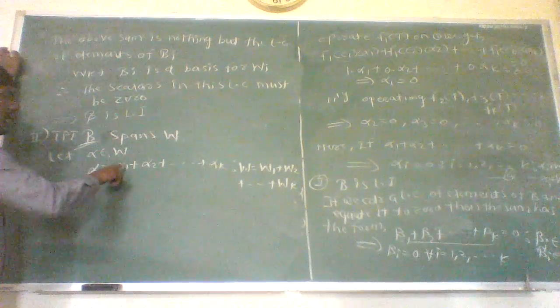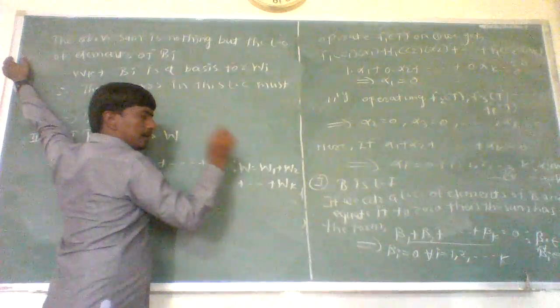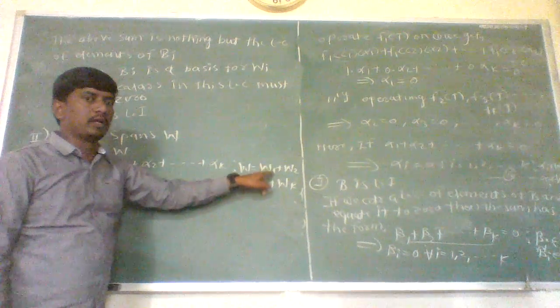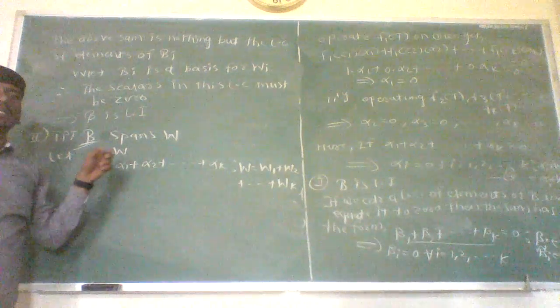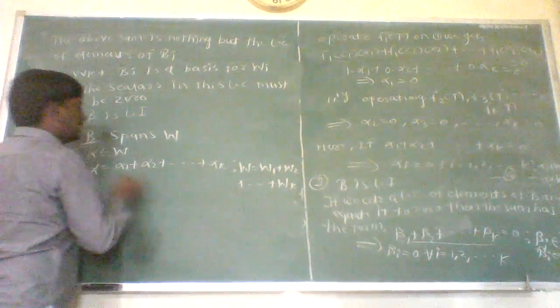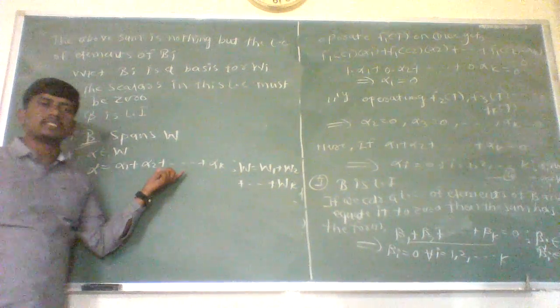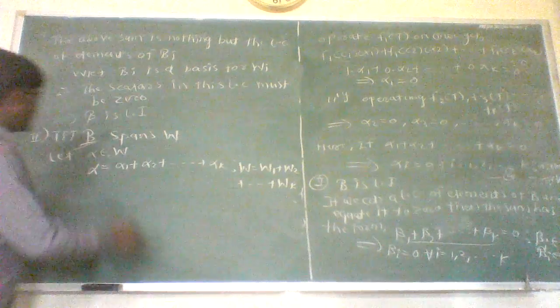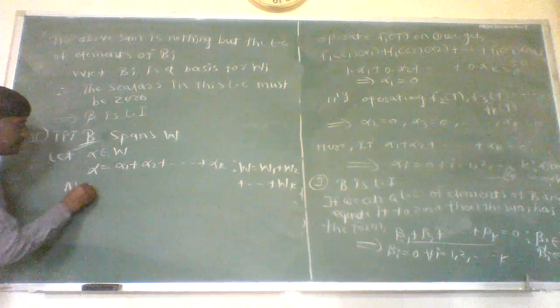Now here alpha 1 is belonging to W1, and curly V1 is the basis for W1. Then this alpha 1 can be expressed as a linear combination of its basis elements B1. Similarly, we can prove that each alpha i can be expressed as a linear combination of elements of its basis.